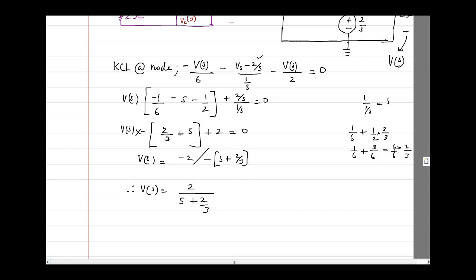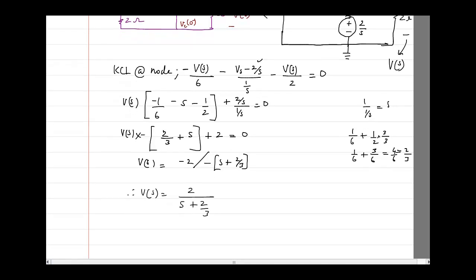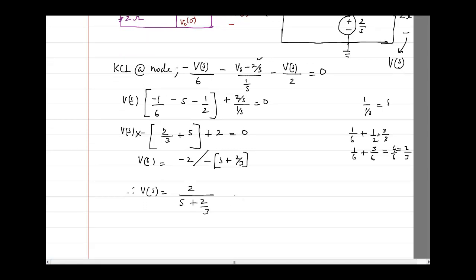See, the same one I could have also done using mesh analysis. That I will do later. Anyway, now I have got V of S, which is same as 2 into 1 by S plus 2 by 3. Therefore, with inverse Laplace transform, I will get V of t. If I take the inverse Laplace, I will get 2 into e raised to power minus 2 by 3 t for t greater than 0. That is going to be my answer.